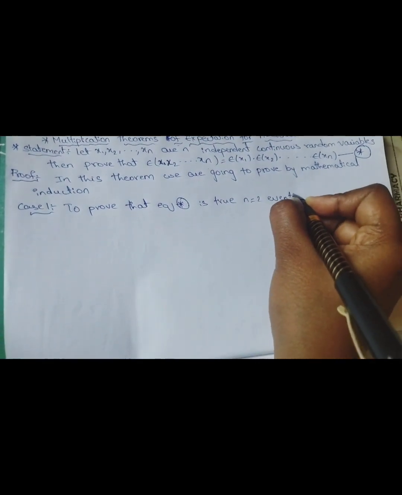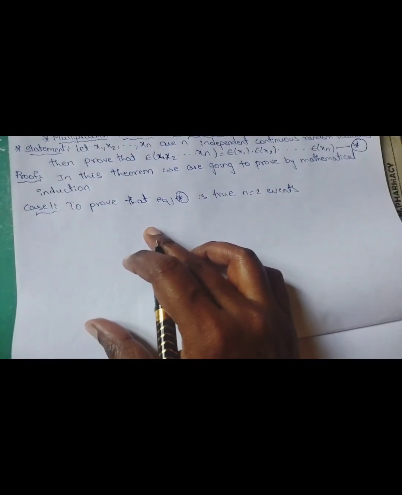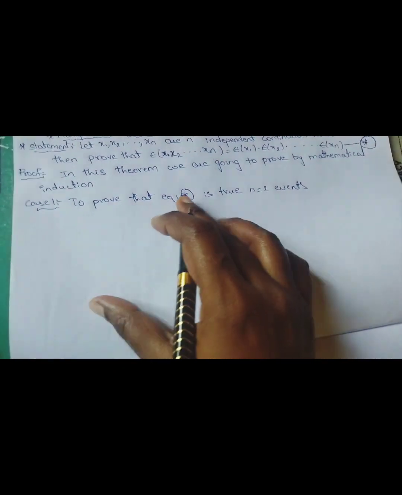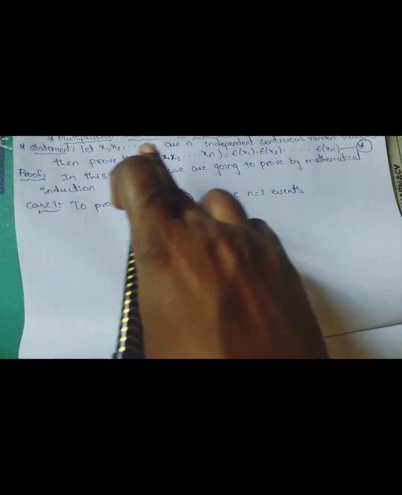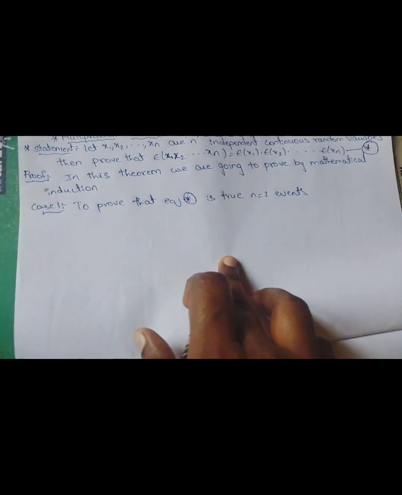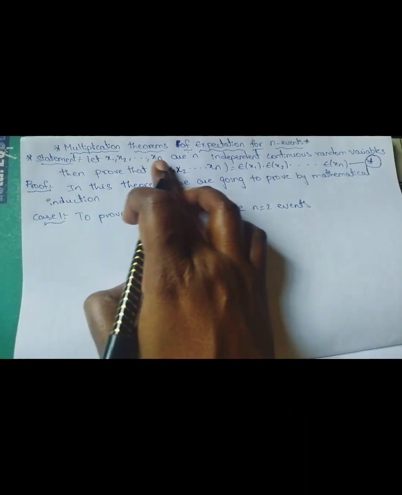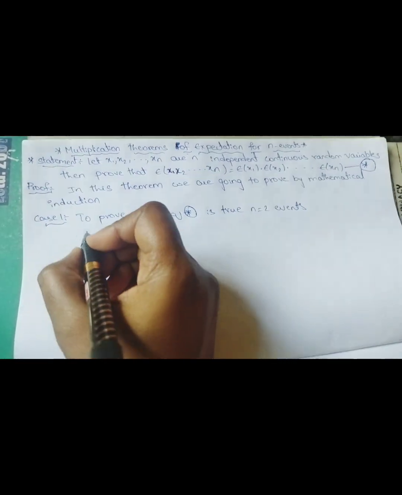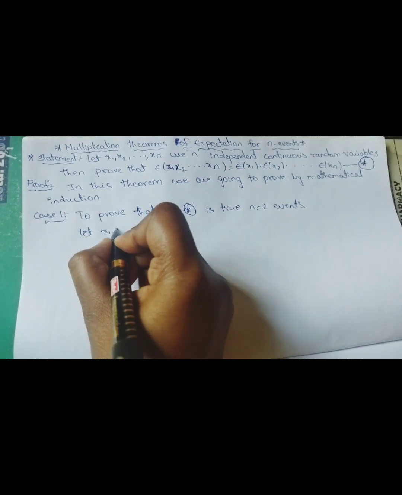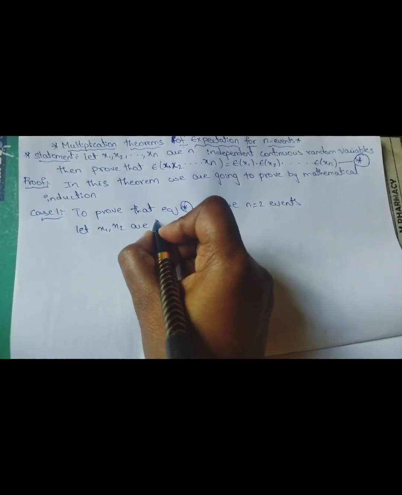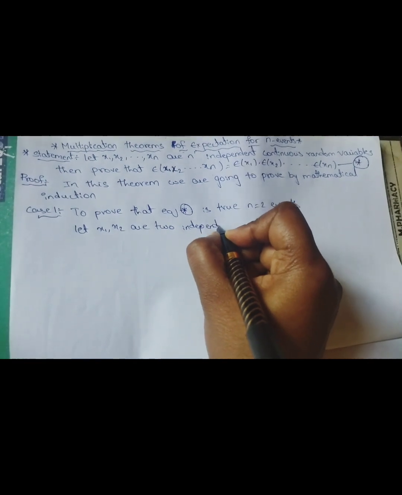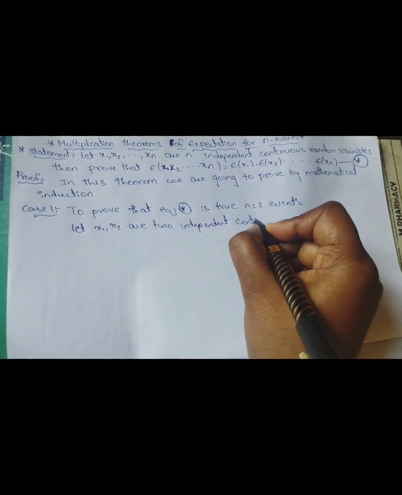We are doing this directly because it is the same as the addition theorem. So before those who are seeing this theorem for the first time, please go through addition theorem once and then come back here, you will understand clearly. What they have given in the statement: let x1, x2, so on xn be continuous random variables. Now here we take x1, x2 as two independent random variables, continuous random variables, and we mention the type as continuous.